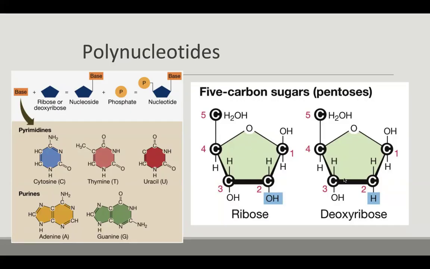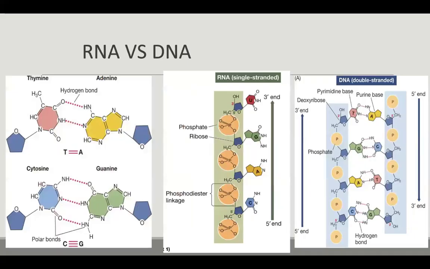So deoxyribose nucleic acid is DNA, ribonucleic acid is RNA. So RNA versus DNA. First, in DNA, adenine binds to thymine and it has a double bond. Guanine binds to cytosine and it has a triple bond. So that could also be a question on the exam. Which pairs have a triple bond? Which pairs have a double bond? In RNA, adenine binds with uracil instead of thymine, while guanine binds with cytosine. Furthermore, RNA is single-stranded, DNA is double-stranded.